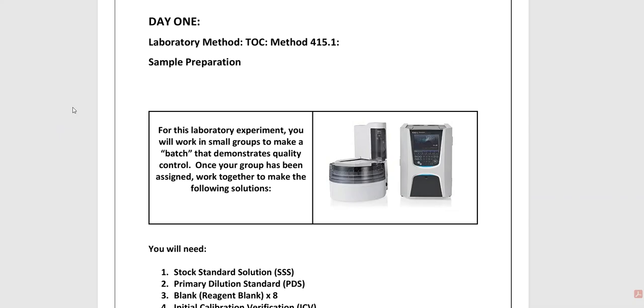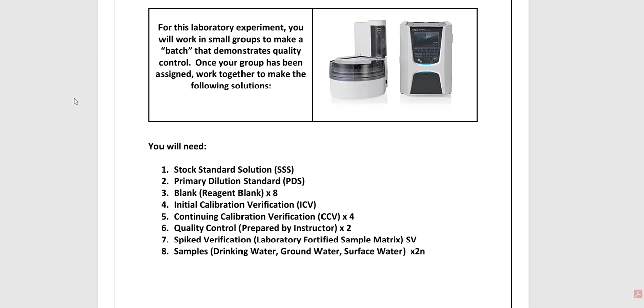So release the data. Notice it says on the first page, on the very first day, you're going to need a stock solution that you're going to have to make, and that is our standard stock solution that we've done. And then that's going to have to be weakened down, and that's going to be our PDS that we talked about in Module 3. Then it looks like number 3, we need some blanks, quantity 8. Number 4, it says initial calibration verification, and that is an ICV that we've now talked about. We've gone through that table.